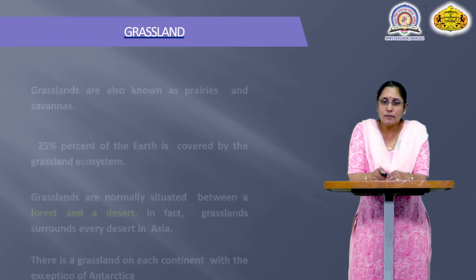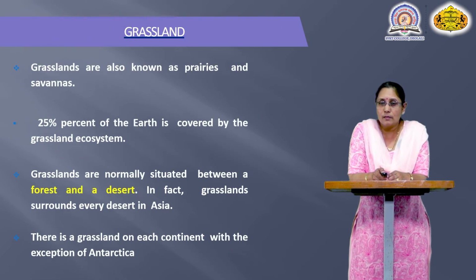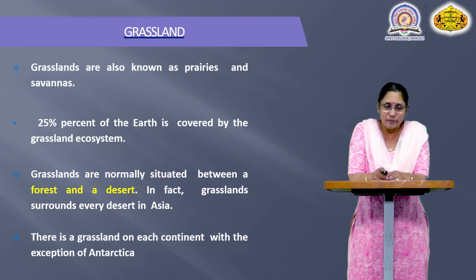Next ecosystem is the grassland ecosystem. This is a very interesting type of ecosystem and different from the previous one. Grasslands are also known as prairies and savannas. Tropical savannas, you might have heard about that. It has been observed that near about 25% of the earth's surface is covered by this grassland ecosystem. If you are talking about the location of this type of ecosystem, grasslands are normally situated between the forest and desert.